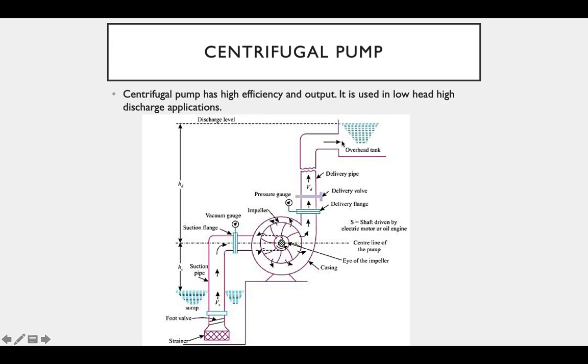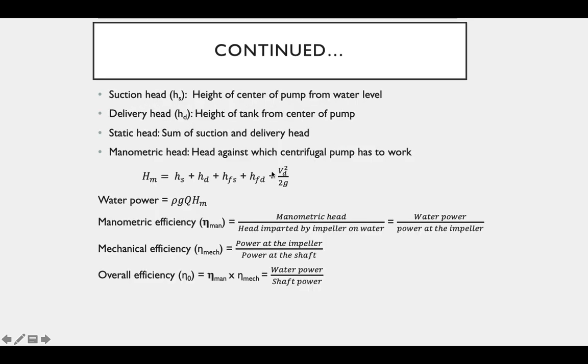That head loss is given by V square by 2G, where V is the velocity of fluid in the discharge pipe. So this is manometric head. Manometric head is the total head against which the centrifugal pump has to work. Next is water power. Water power is the power that is available in the water, or imparted by the impeller to the water, and it is rho g Q Hm.